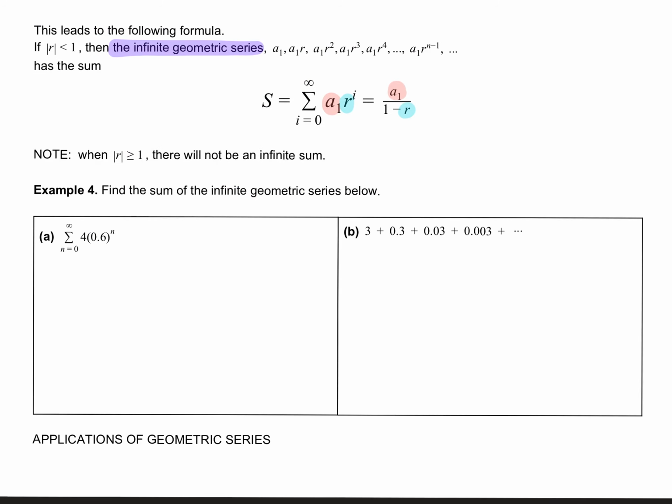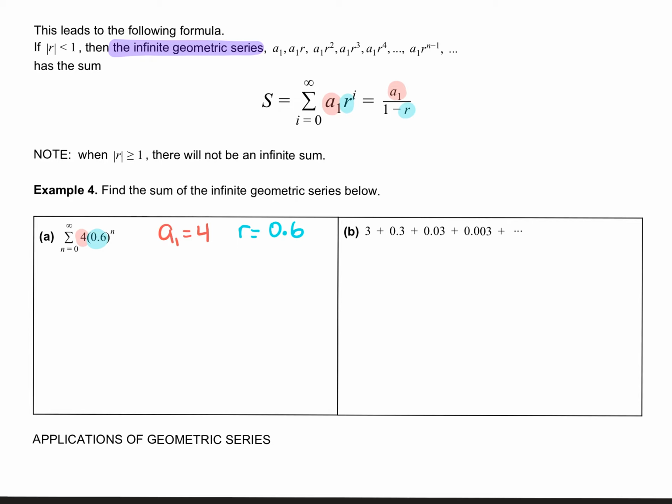Nice thing about finding the sum of an infinite geometric series is that there's less information that you need to know. And I've sort of highlighted in our formula the important pieces of information. So for us, in this first example, we need to know what a sub 1 is, and that's right here. And then we can also find our r value right there. So I'm going to write those two things down. a sub 1 is 4, and r is 0.6. Well, now we've got all we need to find the sum.